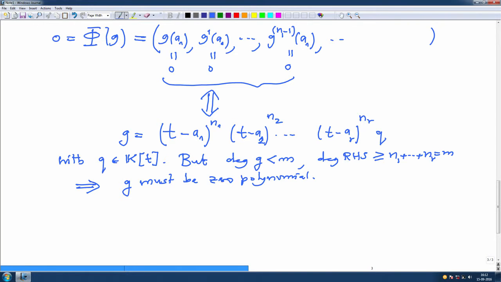So, this proof is an existential proof. However, if one wants to explicitly construct g in terms of these given numbers A1 to AR, then it requires a different argument, which I will not give here, because this example was to illustrate how we use the so called pigeonhole principle in linear algebra.